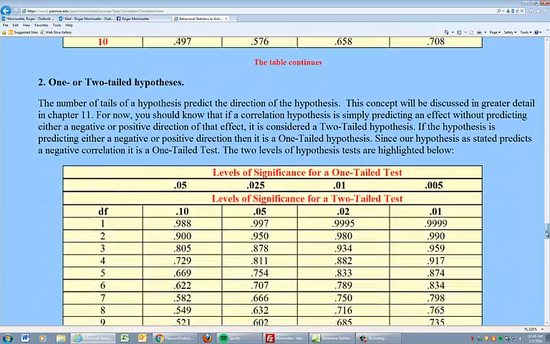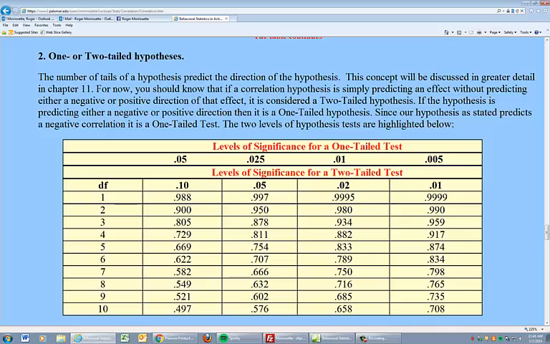Then we go on to one- and two-tailed hypotheses. This is just whether your correlation is predicting an outcome, a directional outcome or not. Are you predicting a one-tailed test or a two-tailed test? One-tailed test suggests that you are predicting a direction of outcome. You're predicting a positive correlation or a negative correlation. If you're predicting no direction of the correlation, and you'll be happy either way it turns out, positive or negative, that is a two-tailed test. So if you allow positive or negative, two-tailed test. If you're predicting one outcome, a positive correlation or a negative correlation, we have to use this one-tailed bar.